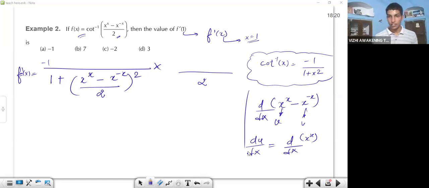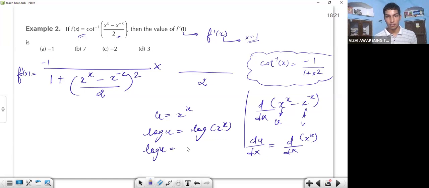Okay, so continuing, we will have to take logarithm first. As u is equal to x raised to power x, taking logarithm on both sides, log of u equals logarithm of x raised to power x. So it will become log u equals x log x. And now we will have to differentiate both sides with respect to x.